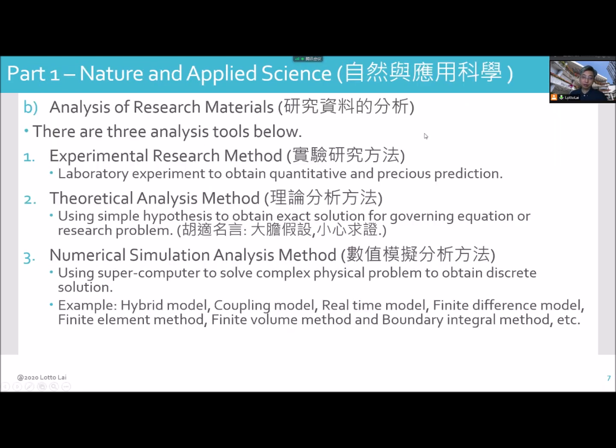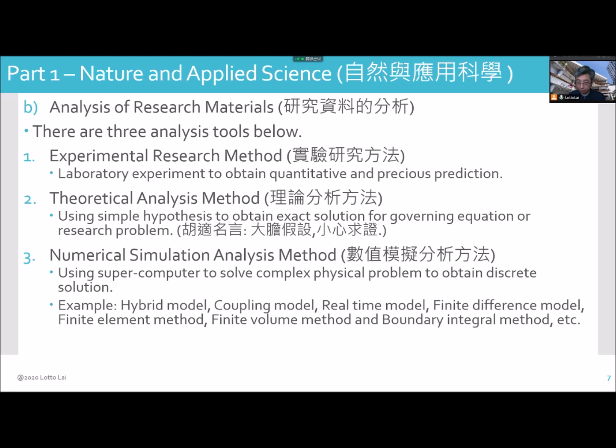Then, analysis of your research material. There are three analysis tools. First is the experimental research method, like a laboratory experiment, to obtain quantitative and precise prediction. Second is the theoretical analysis method, using simple hypotheses to obtain the actual solution for governing equations or research problems. Third is the numerical simulation analysis method, using a supercomputer to solve complex physical problems to obtain descriptive solutions.